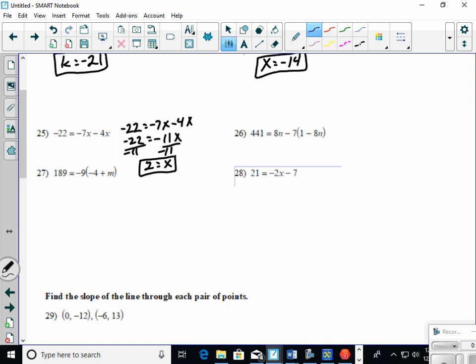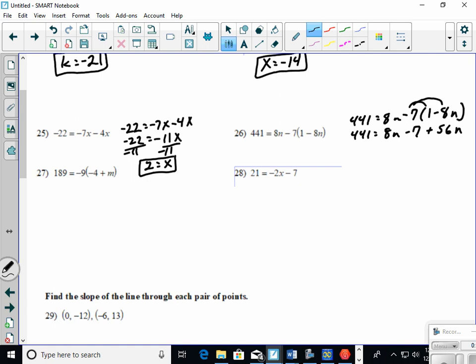26. 441 equals 8n minus 7 times 1 minus 8n. So, I'm going to do a little order of operations here. You've got parentheses with a number outside, so we're going to distribute the negative 7 through there. 441 equals 8n minus 7, and negative 7 times negative 8n is going to be plus 56n.